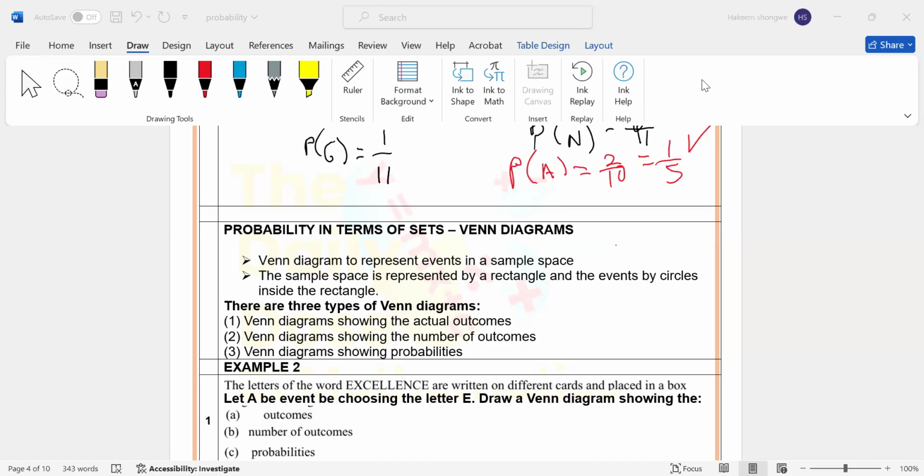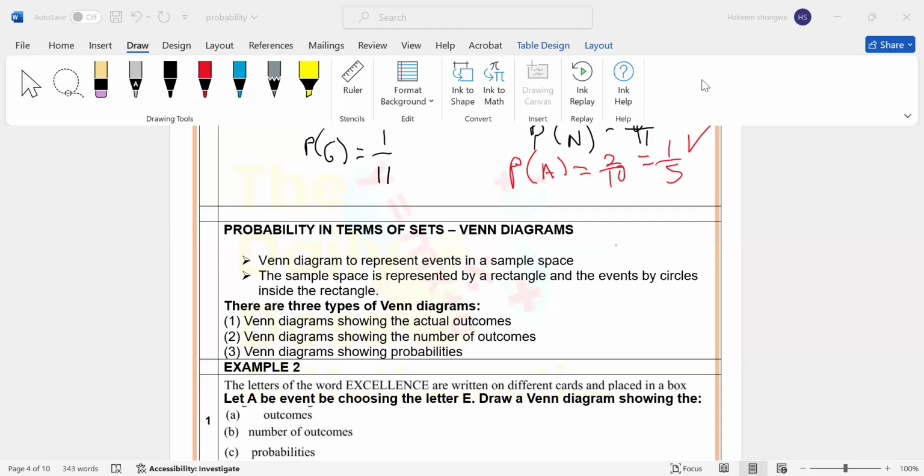Now, what is a sample space? What will be a sample space? Anyone who still remembers? That's right. The total possible outcomes in an experiment. So we have all the total possible outcomes in an experiment.